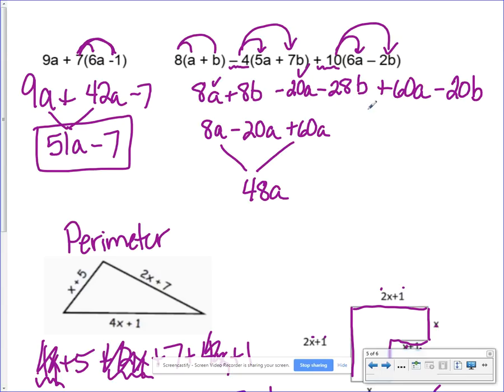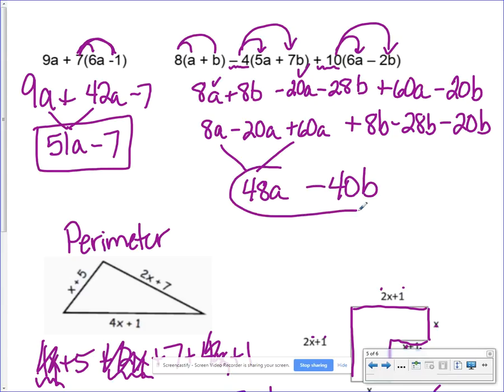Then let's see. Then I had a positive 8b. I had a negative 28b. And I have a negative 20b. Woo! Whole lot of negatives here. These two would give me negative 20b. So another negative 20b would be negative 40b. Oofta! That's a whole lot of great work and a whole lot of fabulous algebra, people.